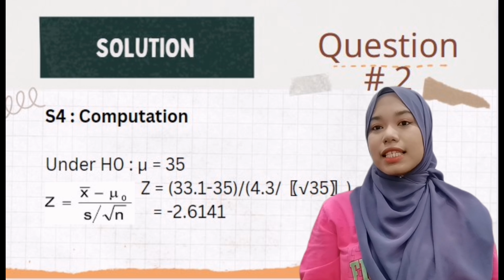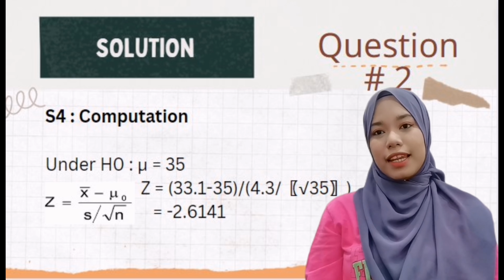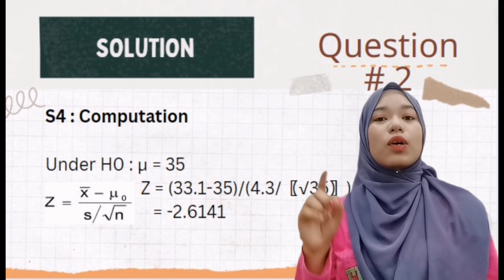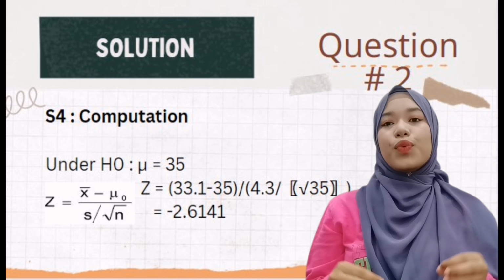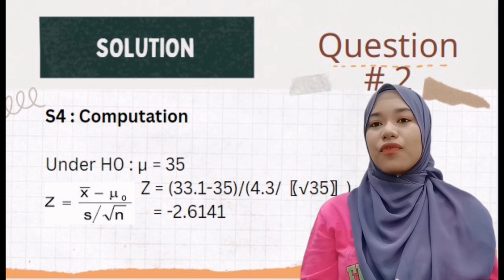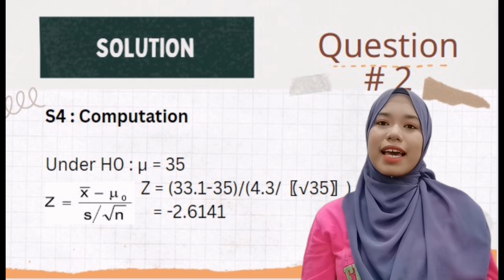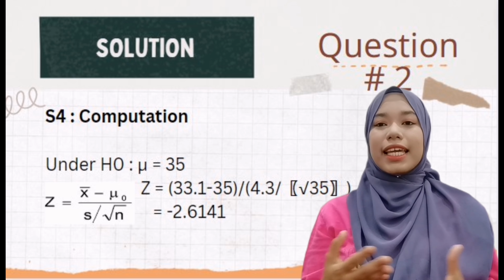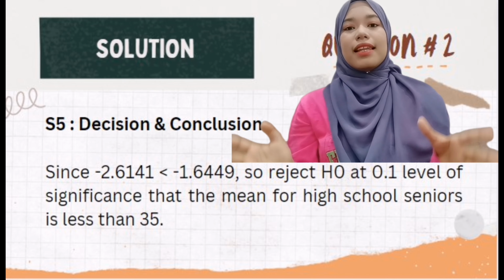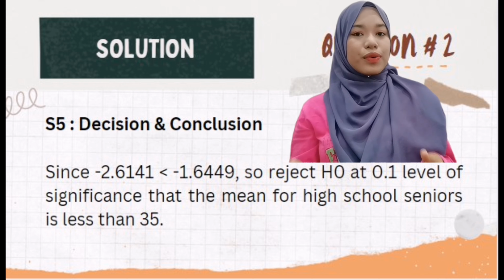Step 4, which is computation. Under the null hypothesis, which is population mean equal to 35 minutes, in this step we enter the values given in the question into the formula, which is 33.1 minus 35, divided by 4.3 over the square root of 35, and we get Z test, which is negative 2.6141.